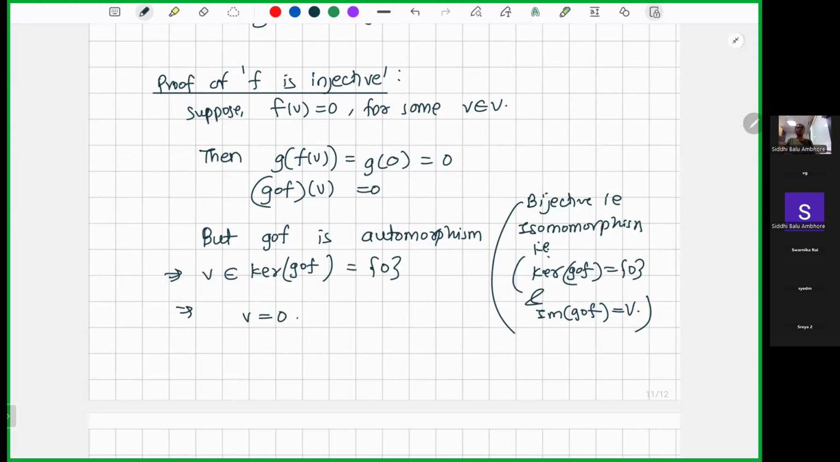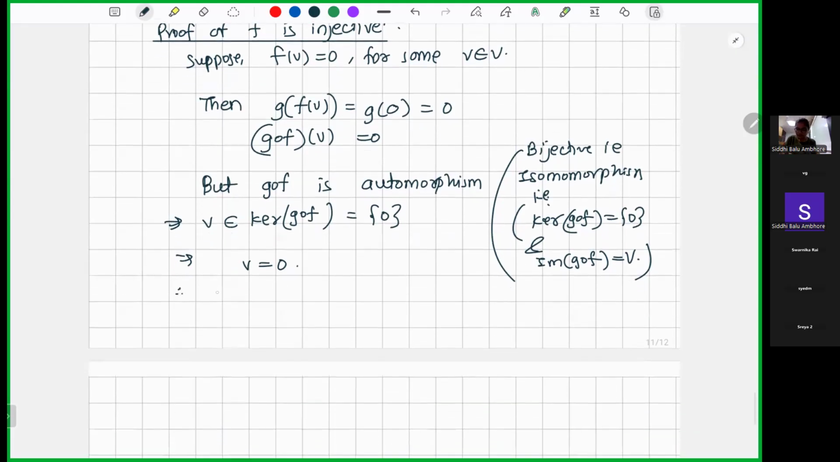So we started with some V such that F of V is 0, and we proved that V is 0. So V is contained in this set {0}. Therefore F is injective, that's it. That's how we do it. I hope this is okay.